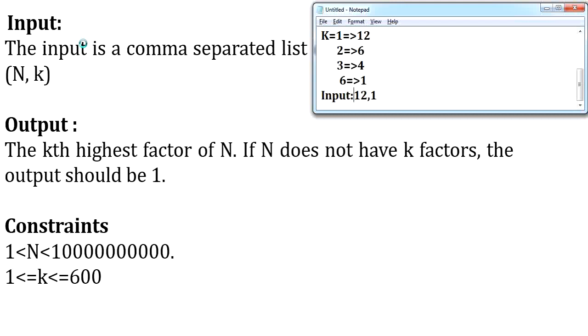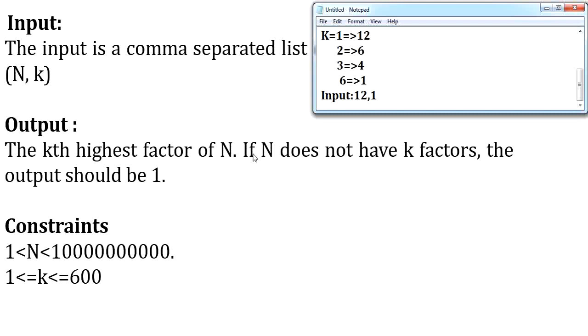Is that clear? And next, what should be your output? The kth highest factor of n. For example, if your k value is 1, your output should be 12, right? If your k value is 2, 6 should be your output. If your k value is 3, 4 should be your output.